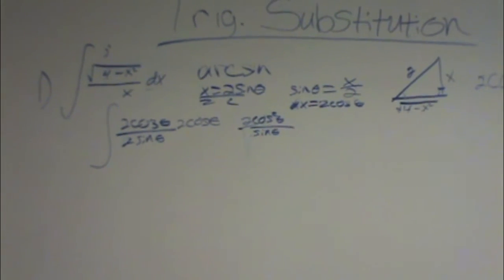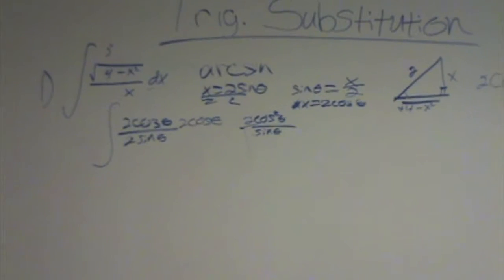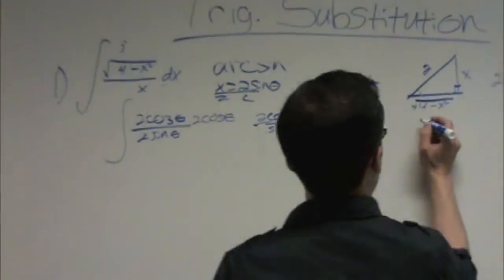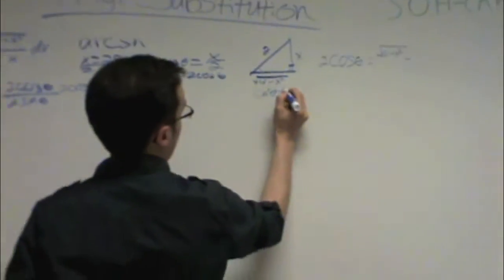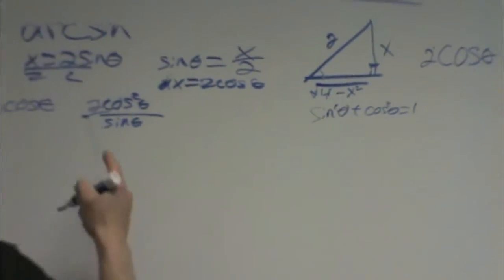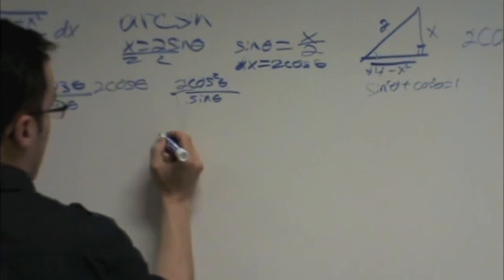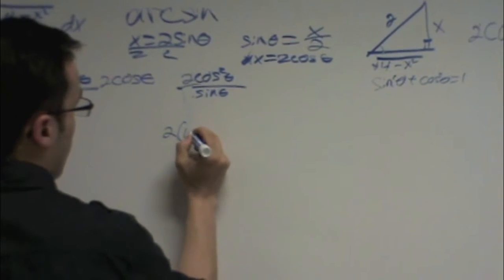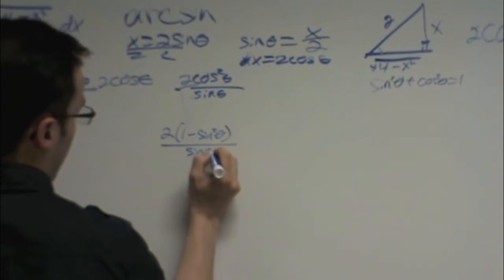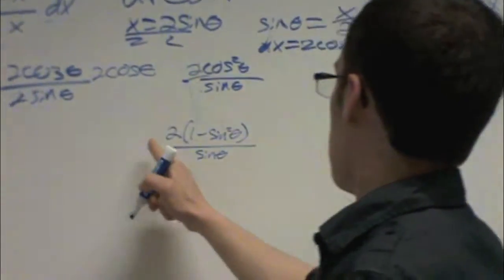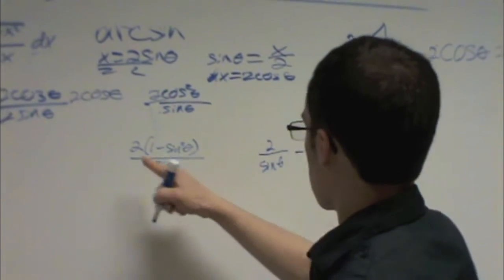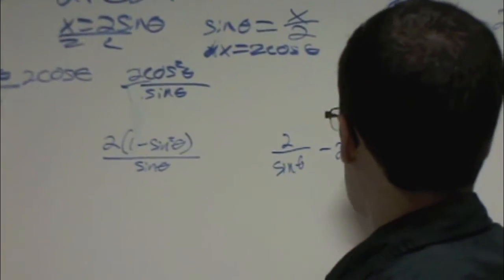There are several ways we can go about solving this, but the easiest way I see is to replace my cosine squared theta with 1 minus sine squared, that being of the identity sine squared theta plus cosine squared theta equals 1. So I use that identity and replace it into my cosine squared theta. So that's going to be 2 times 1 minus sine squared theta over sine theta. I distribute my 2. So the 2 to the 1 over sine theta gives me 2 over sine theta, minus the 2 to the sine squared over sine makes it 2 sine.